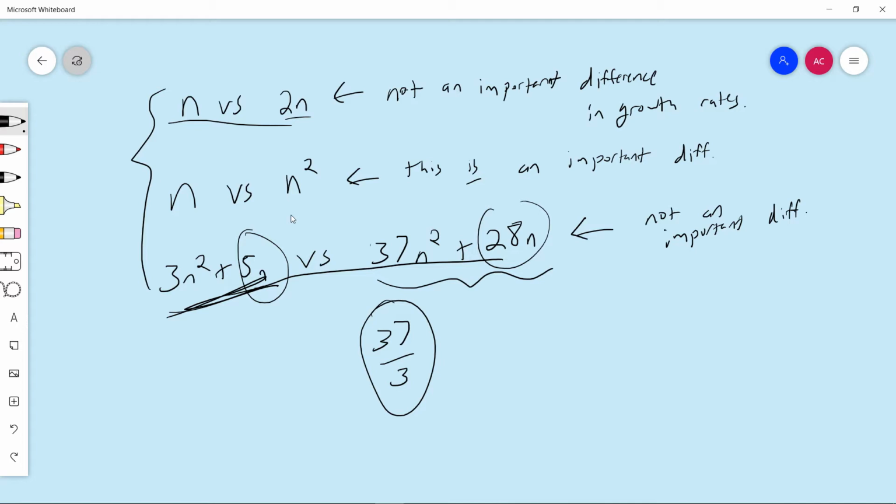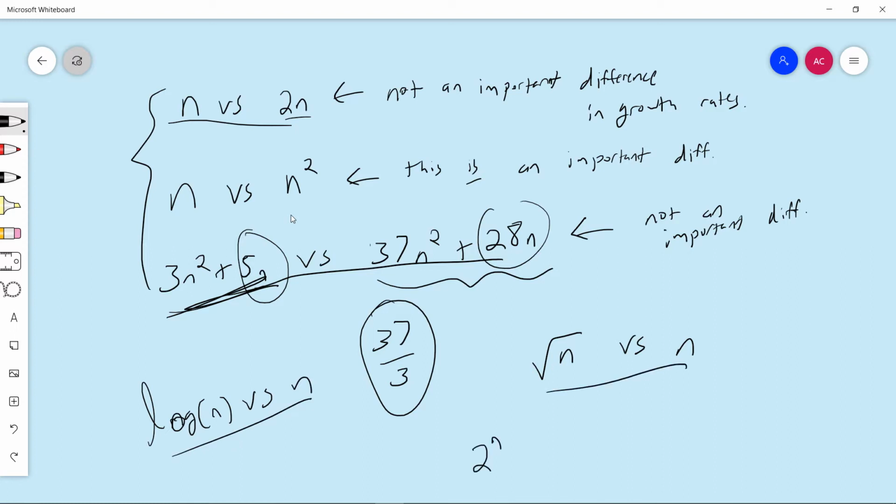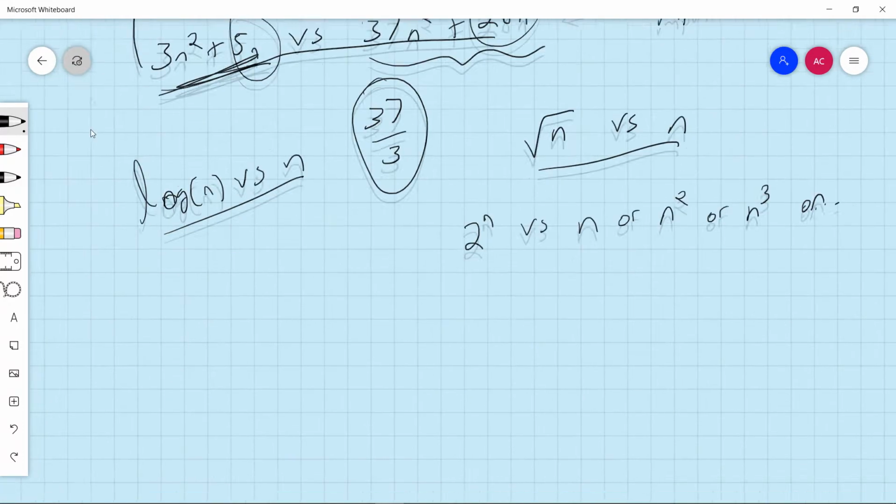Another important distinction would be the square root of n versus n. That's another important difference we need to think about. Another one is log of n versus n. These are important. 2 to the n, that's going to be an important one, and this is going to be much, much faster than n or n squared or n cubed or dot dot dot. So we need to be able to figure out how to talk about this easily, and the key to that is big O notation.